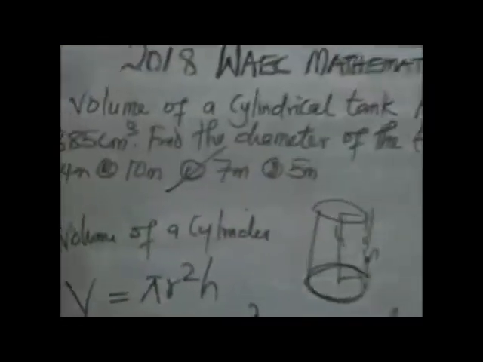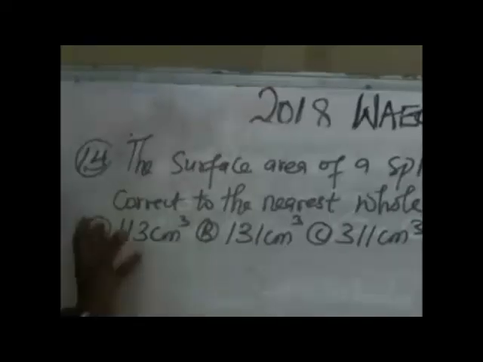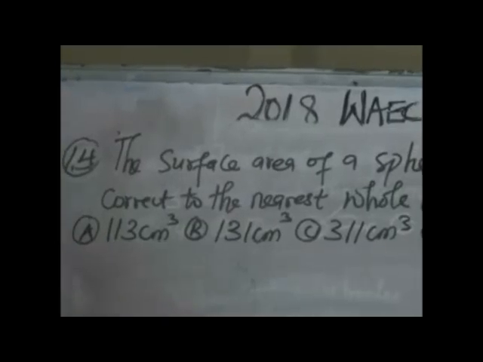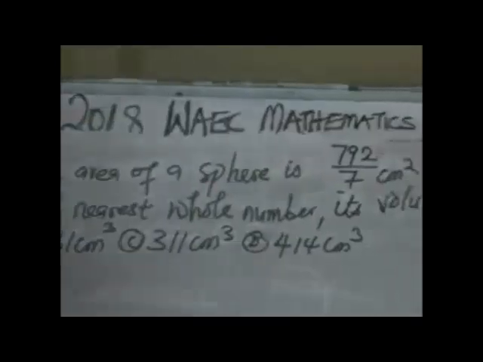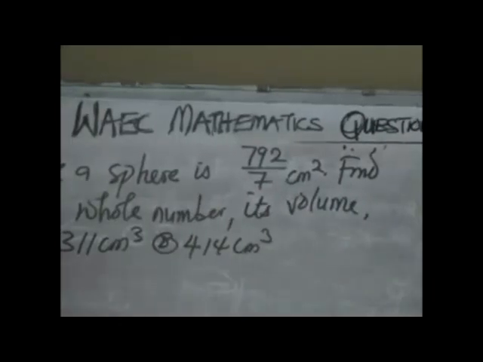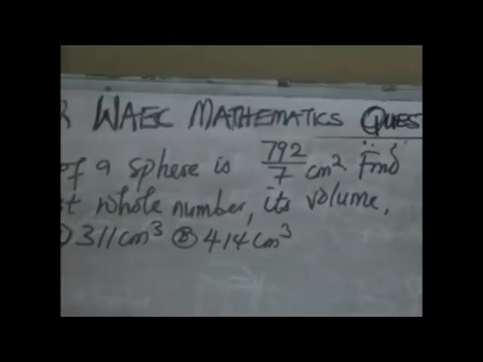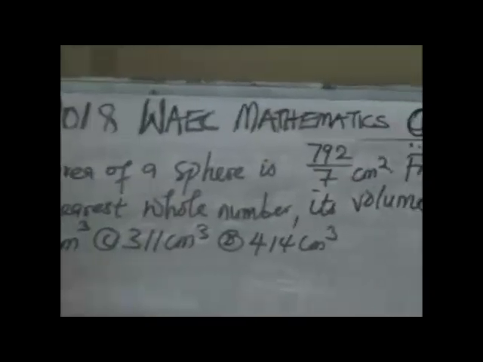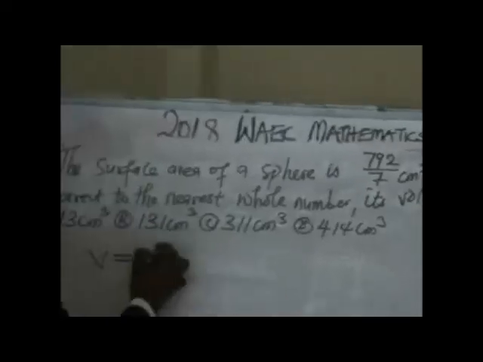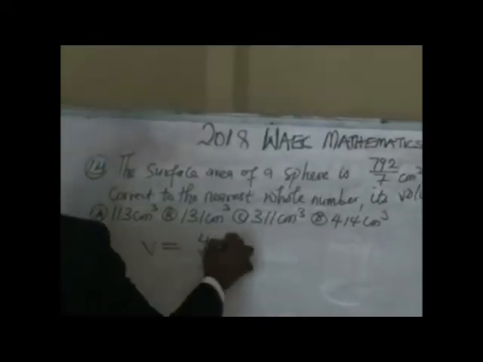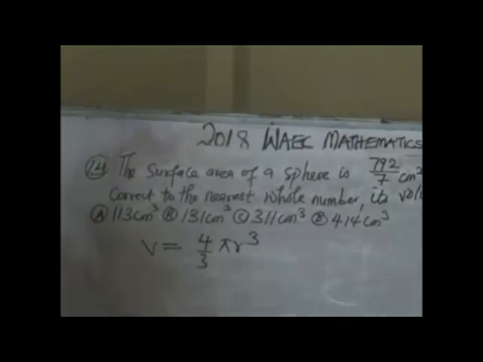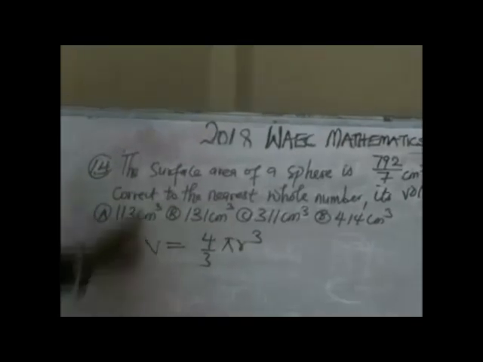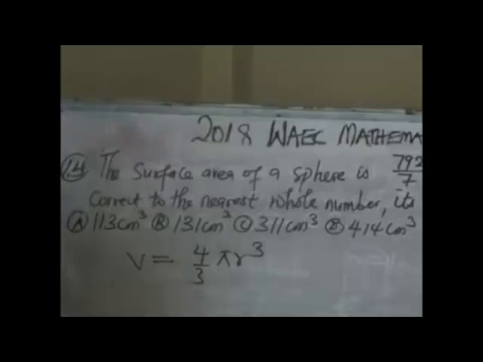Are you following, class? So let's move on. Alright, this is question 14 of the 2018 WAEC mathematics questions. It states the surface area of a sphere is 792 over 7 centimeter square. Find, correct to the nearest whole number, its volume. Now the volume of a sphere is 4 over 3 pi r cube. But we have to find the volume of the sphere, and they gave us the surface area of the sphere.